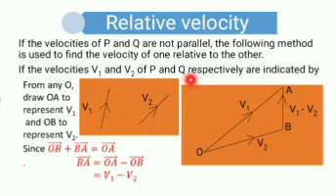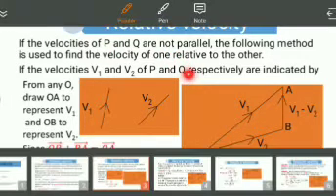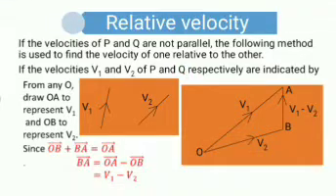Is that okay? That is, the velocities of P and Q are not parallel this time around. So P relative to Q will now be v1 minus v2. If it is Q relative to P, what you need to do is just to change here, it will be AB. Is that clear?